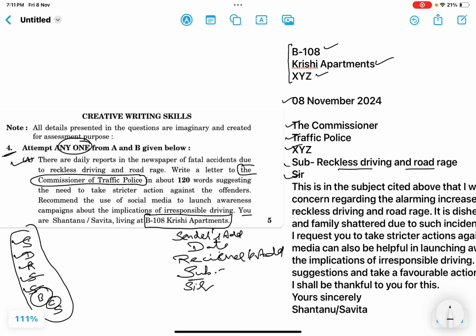And last one is complimentary clause. This is yours sincerely or yours truly. And the signature, this is the name given in the question, Shantanu or Savita. You can mention any one of these. Now let's talk about the body of the letter.